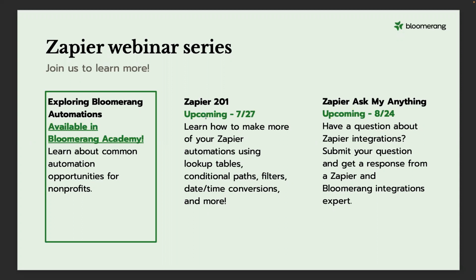So following today's webinar, we do have two upcoming ones that we want to highlight in this series as well. The first one is Zapier 201, and this will be on July 27th. This is going to focus on utilities in Zapier that can be leveraged to customize your integrations further. And then in August, we are offering an Ask Me Anything style webinar where you can submit your questions about Zapier integrations and get a response from a Bloomerang and Zapier integration expert. Our hope is that by the end of this webinar series, you are able to implement automations across your organization and attain outcomes that really drive your mission and your goals.